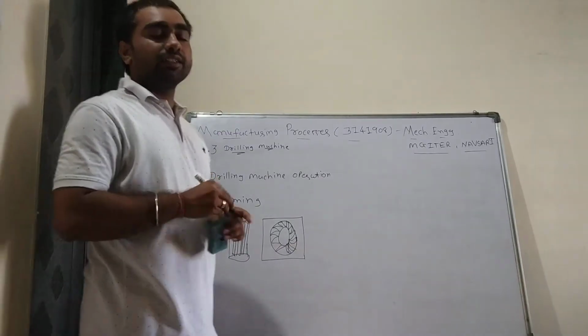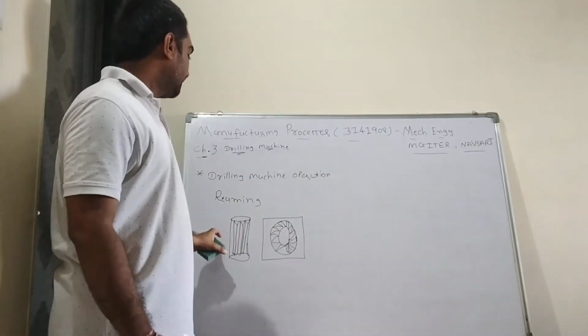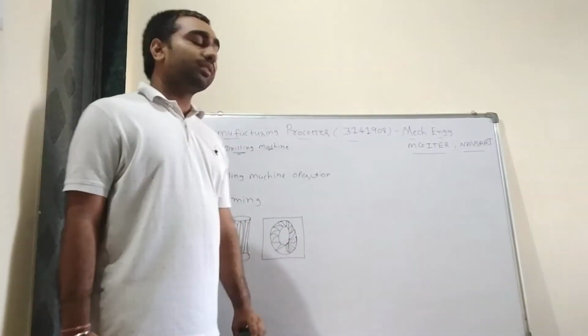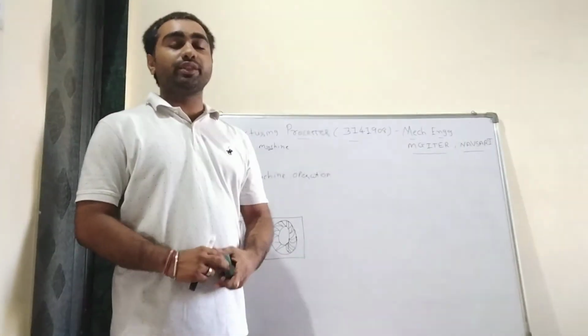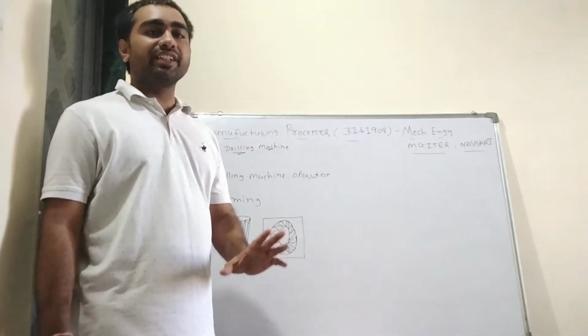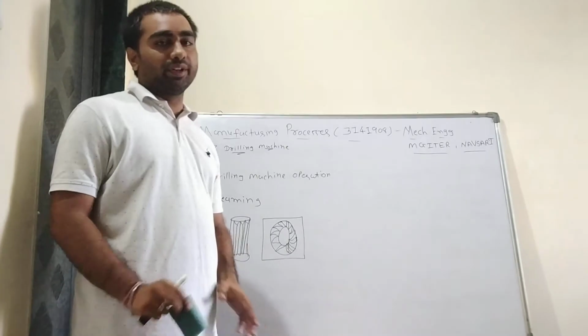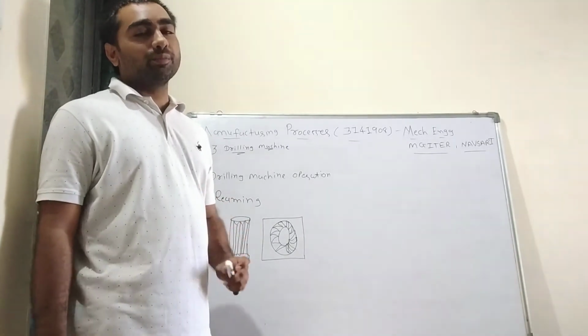So this is a reaming operation. In the figure, this is a reamer and this is the hole created in the workpiece. A reaming operation is used for shaping and sizing the hole in the workpiece. Next one is the counter boring operation.